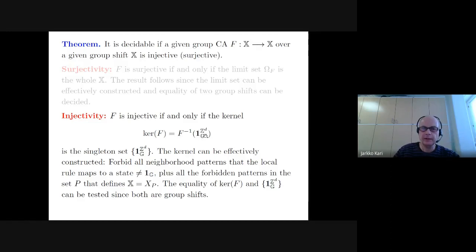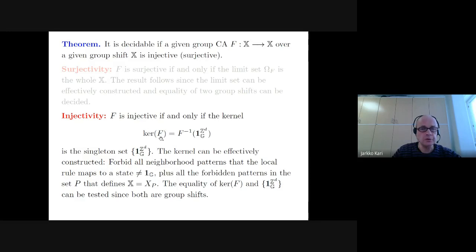I will denote it like this. So 1G is the identity element of my state set, which is a finite group. And this is the configuration where in every cell you have 1. And now the pre-image of this single configuration, this identity, is the kernel, and it can be effectively constructed.